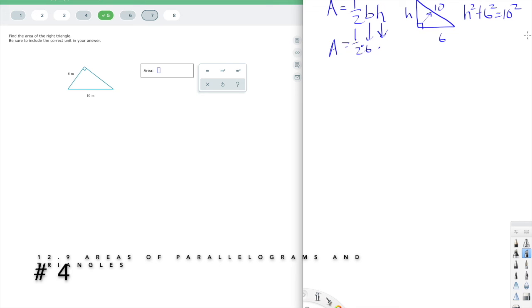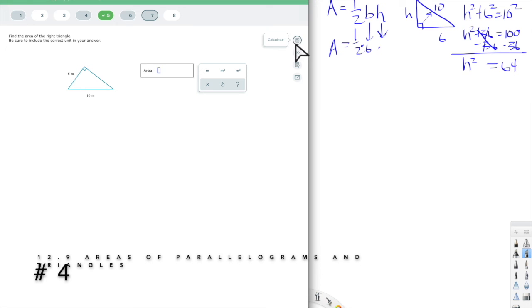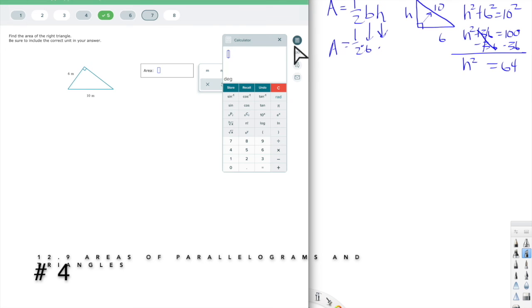So H squared equals 36 plus 100. I just squared 6 and 10. I'm going to subtract 36 from both sides. I get H squared equals, 36 minus 36 cancels, and we end up with, I think it's 64, I believe. I want to make sure I didn't do that wrong. Haven't had quite all of my coffee this morning. There we go, 64. So we're good to go there.